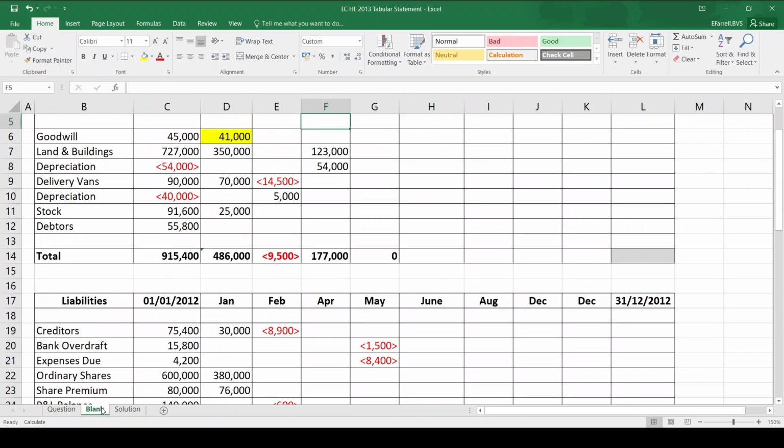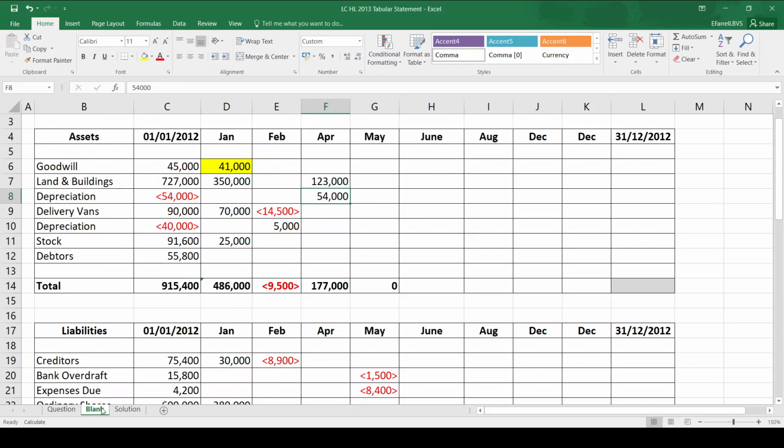So the first thing we're going to do is to increase the cost of vans by 10,000. So delivery vans cost will increase by 10 because we got rid of one that cost 20, and we bought one that cost 30. So the net effect is the cost of vans went up by 10,000.